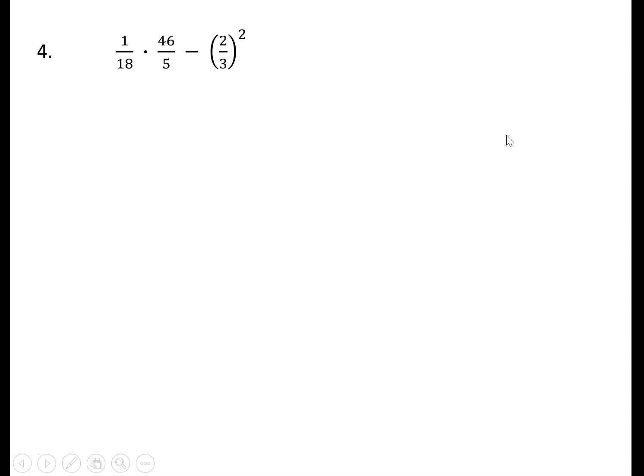Okay, let's try one more. This one has some parentheses, but there's no operation inside that needs to be done. We do have an exponent, so the exponent is what we're going to do first here. If you needed to come out to the side and do 2/3 squared, you could. That means 2/3 times 2/3. Multiply straight across gives you 4/9.